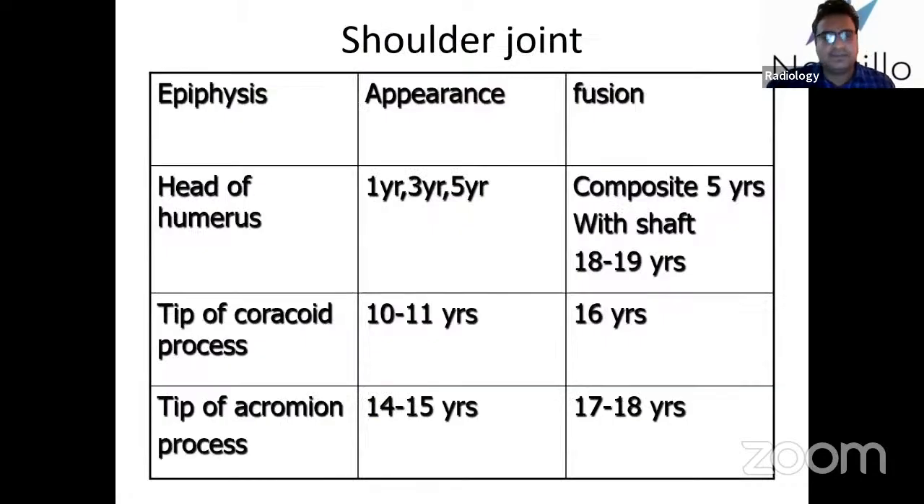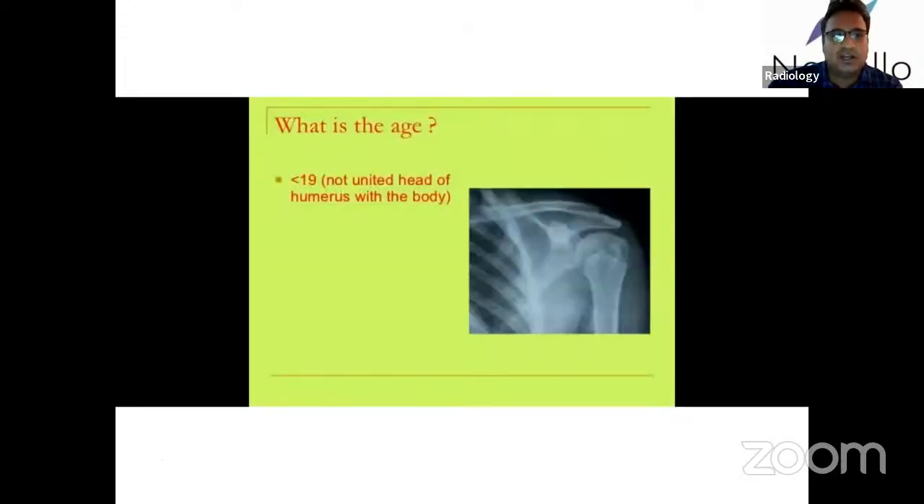Now look at the next one. We have discussed this. Now let's have a look at how it is going to help us in the diagnosis. Now look at this X-ray. This is a frontal radiograph of the shoulder. What could be the age of this patient? Now look at the shoulder joint and the head of the humerus. The head of the humerus is not fused yet.